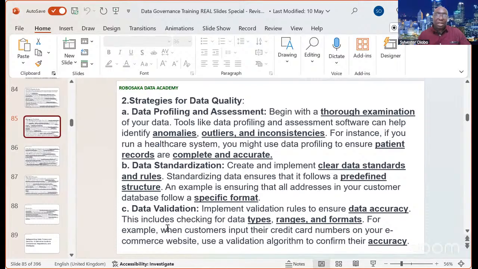Okay, we also talk about one of the strategies, which is data validation. I asked this question ahead of time for a reason. This is about rules to ensure data accuracy. Because you want data to be accurate, you need to also validate whether it's accurate. This includes checking the data types, the ranges and formats. For example, when customers input their credit card numbers on your e-commerce website, use a validation algorithm to confirm the accuracy. Sometimes when you put in your 16 digits, it automatically says, oh, it's not correct.